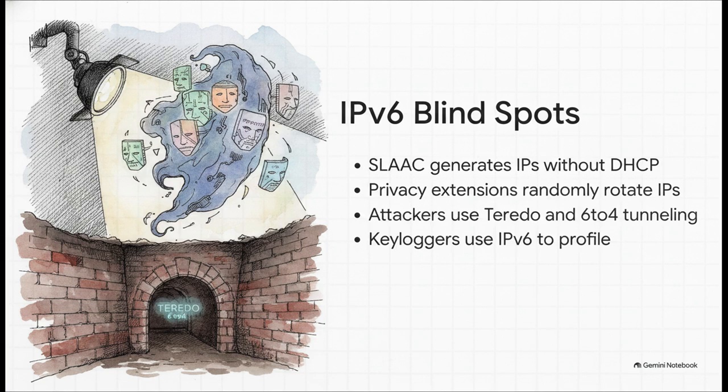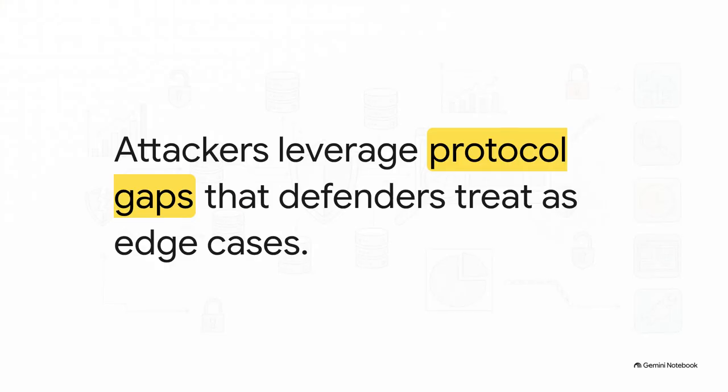Plus, attackers know this. They are actively using tunneling protocols like Teredo and 6to4 to bypass your IPv4 perimeter rules entirely, while advanced watering hole attacks use IPv6 to quietly profile victims through browser telemetry. It's literally a Trojan horse situation. Attackers are leveraging these protocol layer gaps that we as defenders often just brush off as edge cases. Operating under the assumption that IPv6 provides some sort of obscurity is a massive operational mistake, and adversaries are cashing in on it every single day.